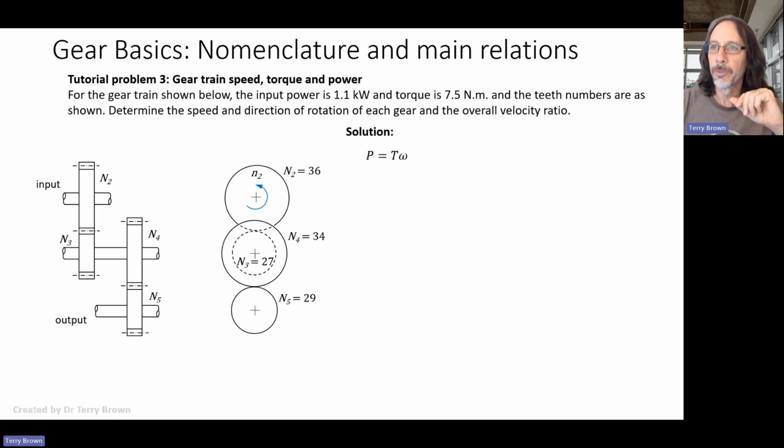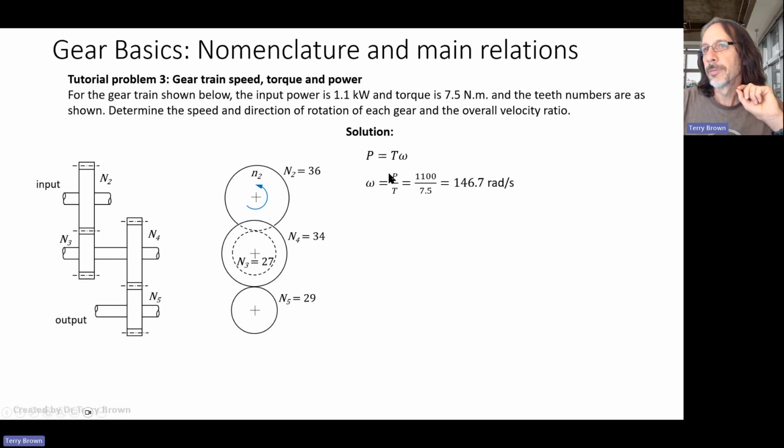We know that power is equal to the torque applied times the rotational speed. Remember, we're considering this as rotating at a constant speed. Rearranging this equation, we get our input speed, because the input power is given and the input torque is given. So this is our input speed.